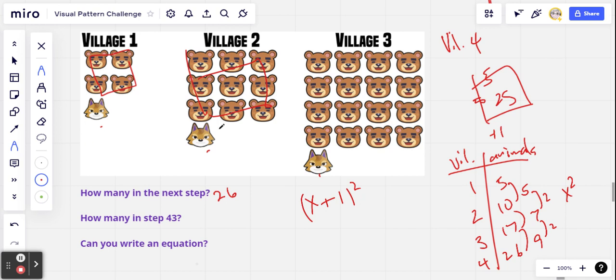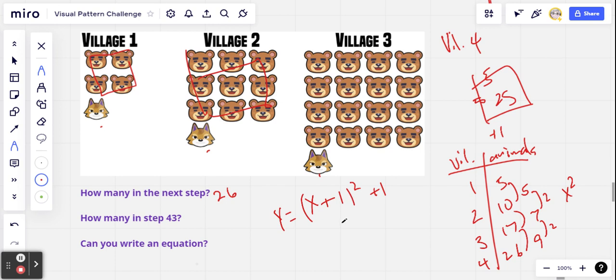So for example, in step 1, I'd put in 1 for x. 1 plus 1 would be 2. Square that, you get 4, and there are 4 bears there. In village 2, 2 plus 1 is 3. Square that, you get 9. There are 9 bears there. So this expression works to express the number of bears in every village. And then, of course, we've got the 1 fox. We just add that like that. So our equation could look just like this.